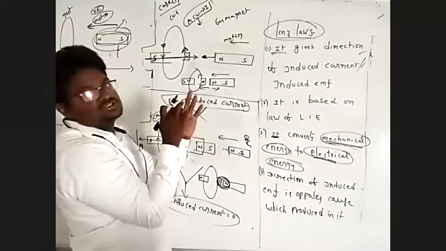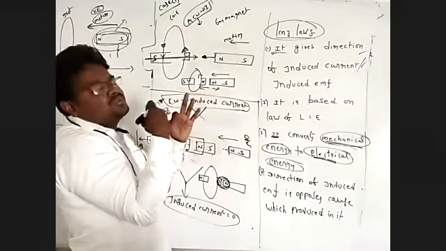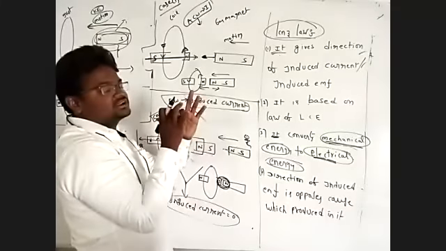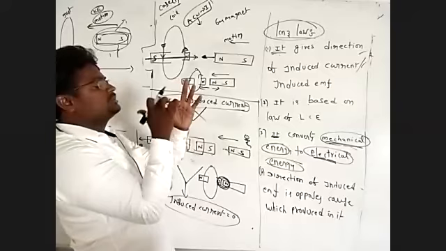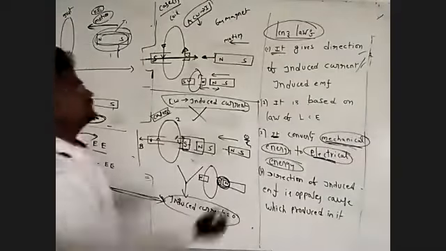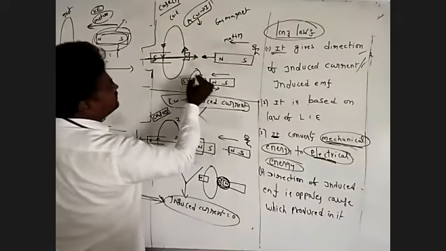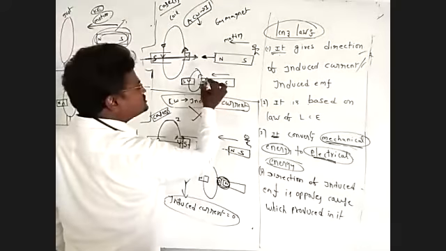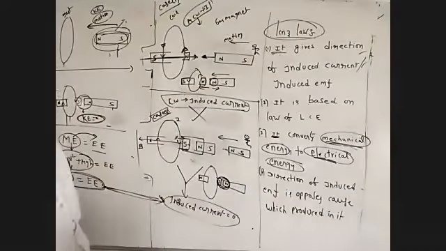A ring carrying current produces a magnetic field. The ring acts as a small bar magnet. The ring carries current in the anti-clockwise direction, which means the ring acts as a small bar magnet. The front part acts as a north pole, the back part acts as a south pole, and the direction of the magnetic field is towards the observer. Now this is the north pole of the ring, and this is the north pole of the bar magnet. Both repel each other.